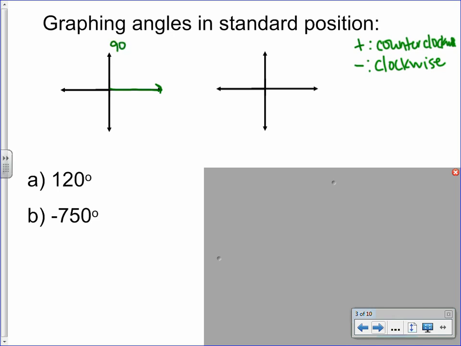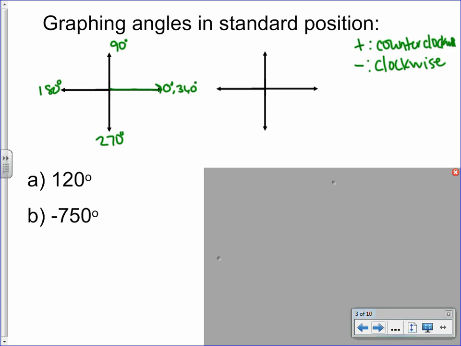90. We start at 0. We'd rotate to here, 180, and to here, and then all the way back to 360.